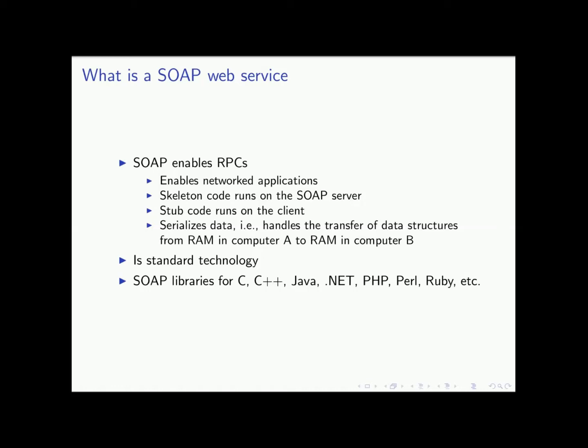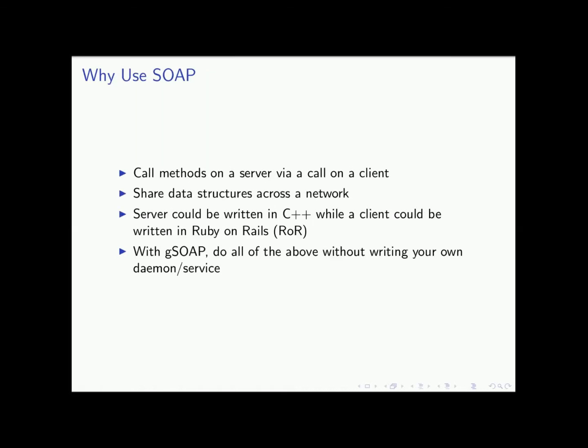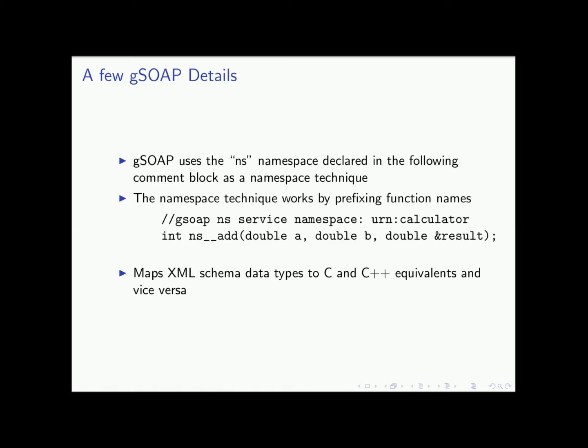Now, one thing you also need to be aware of is that SOAP is a standard technology. That means that there are libraries for it already, for Java and .NET, Ruby, Perl, C, and C++. Now, gSOAP is solely for C and C++. So the nice thing about gSOAP is it allows you to do all of the RPCs and the data structure serialization without having to write your own daemon or service. And what I mean by that is you don't have to worry about dealing with TCP sockets and figuring out how to format all your objects in a transportable way.